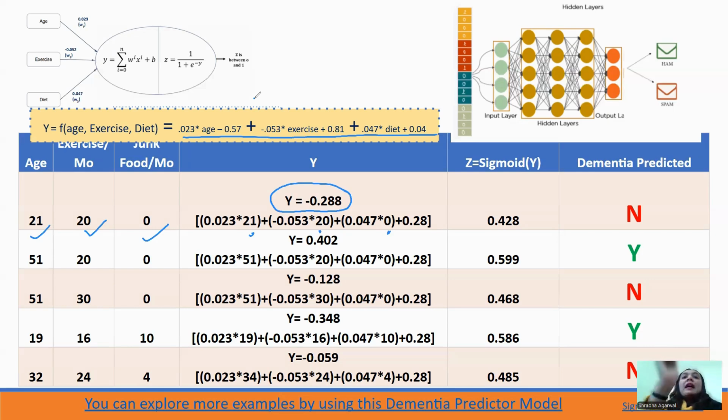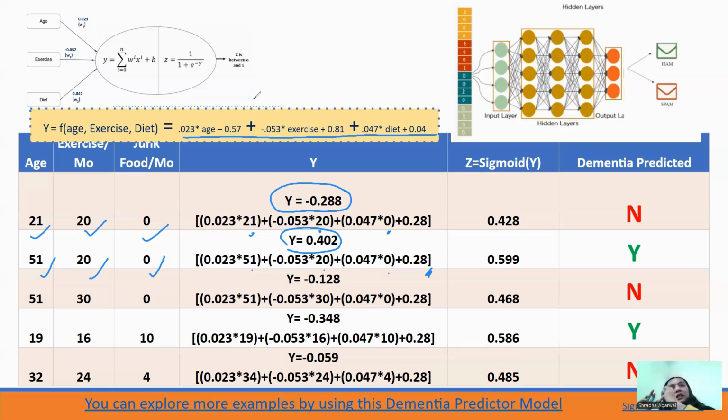And then I do the same thing on a guy with age 51, exercise 20, junk food 0. I plug into these equations here, the same equation as above. And what I get here is y equals 0.042. This guy's 0.028 comes as the addition of B1 plus B2 plus B3. Like this, I have several points, right? I have several points. I have a data sheet. And in the data sheet, I have this data.